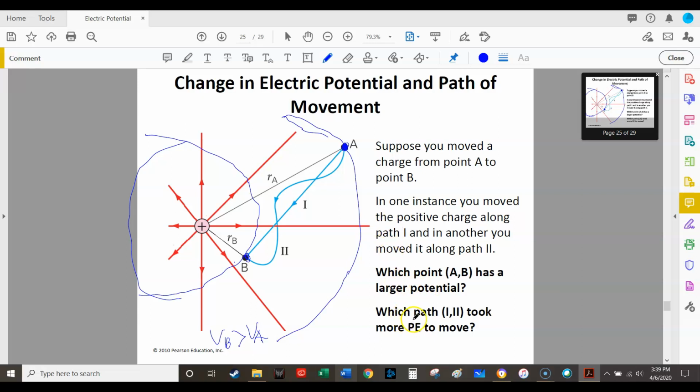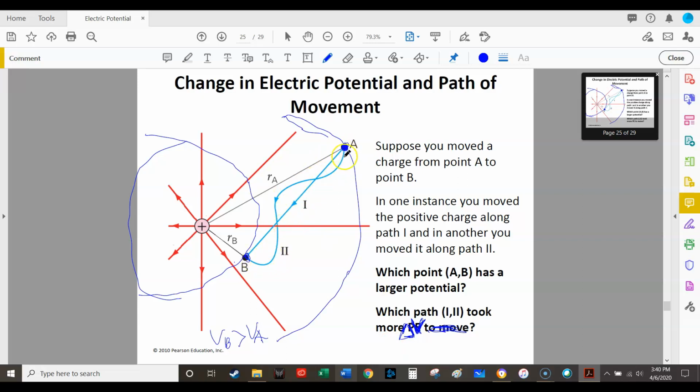Which path, 1 or 2, is going to result in a larger voltage difference? Well, they're going to be the same thing. And I should have said which one's going to have a higher delta V here. Sorry about that. So which path is a higher voltage difference? Well, they're the same. Path doesn't make a difference.